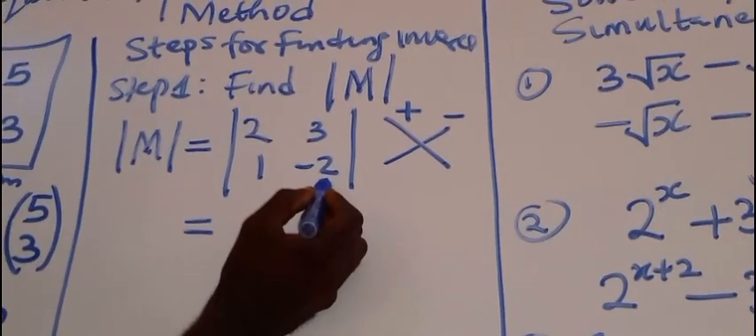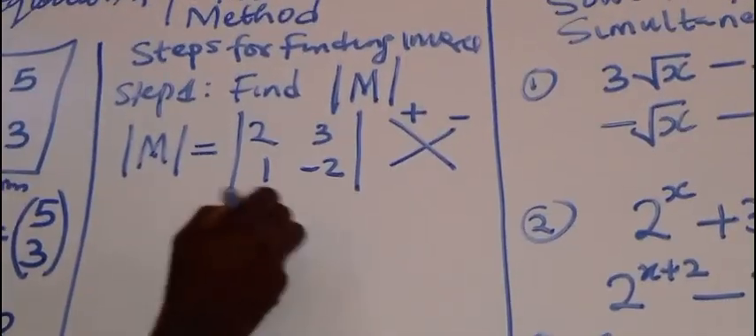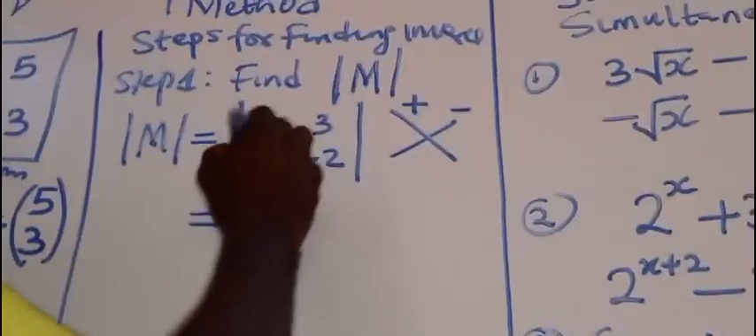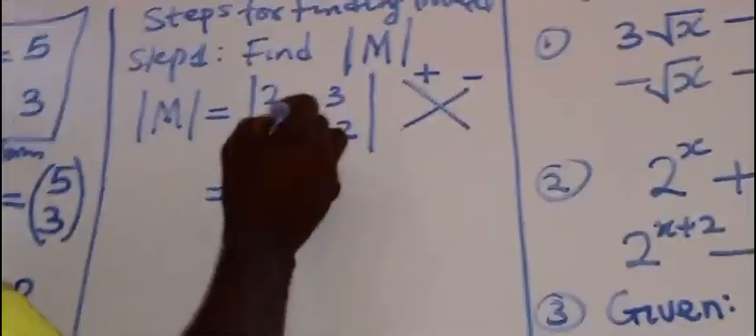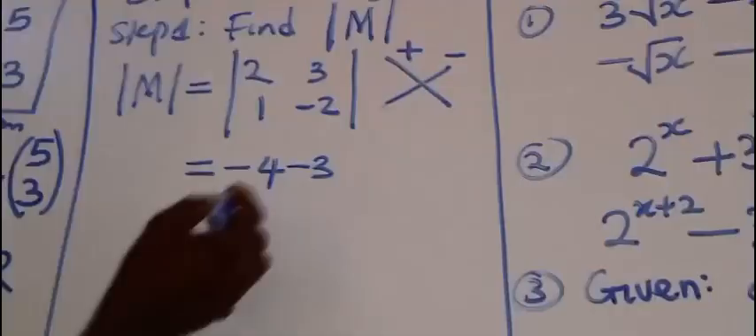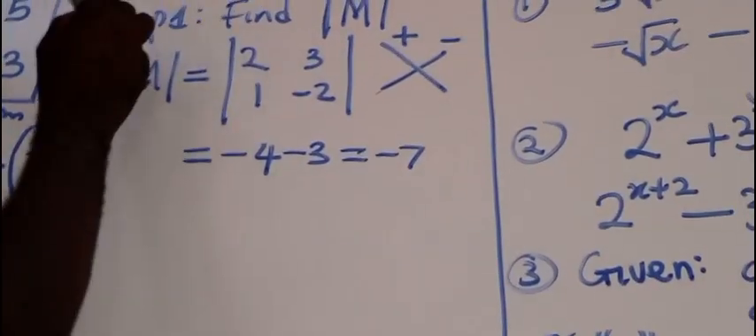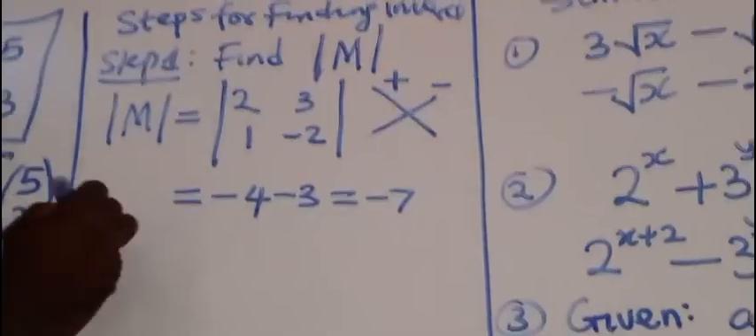Minus 4. Minus 4 times plus, minus 4. Then you cross like this. That is minus 1 times 3, 3 times minus, minus 3. Minus 4 minus 3 gives us minus 7. That's step 1, the determinant.